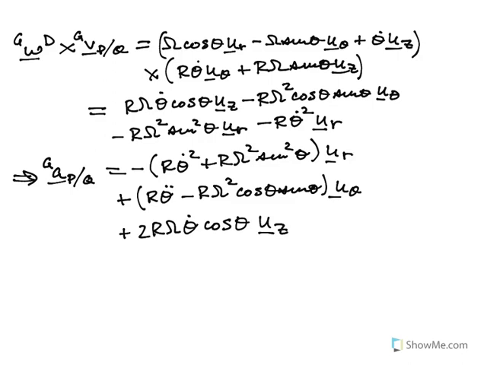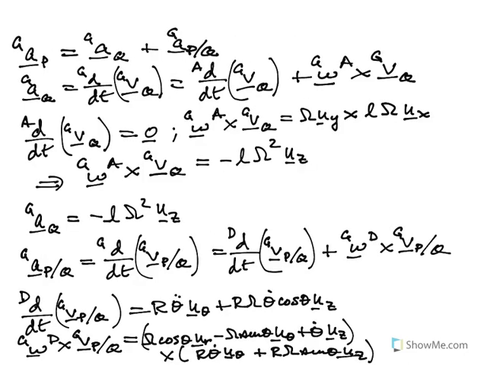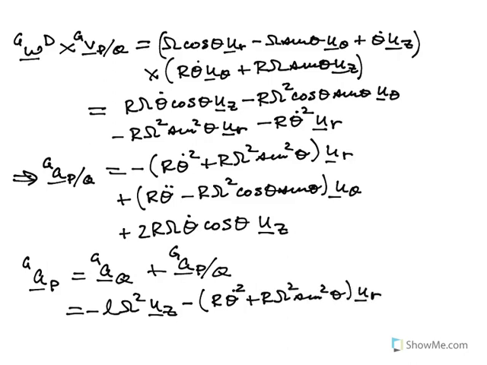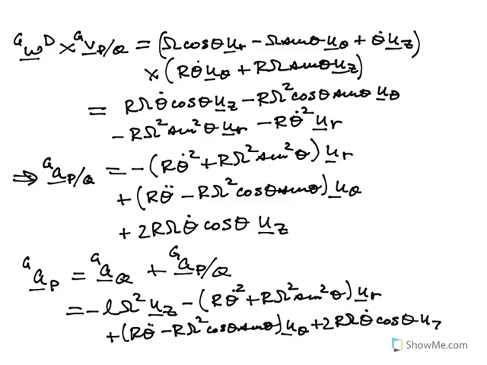And so when we're all done, the acceleration of p in g is equal to the acceleration of q in g plus the acceleration of p relative to q in g. The acceleration of q in g we computed as minus L omega squared uz. Then we've got minus r theta dot squared plus r omega squared sine squared theta times ur, plus r theta double dot minus r omega squared cosine of theta sine of theta times u theta, plus 2r omega theta dot cosine of theta times uz.